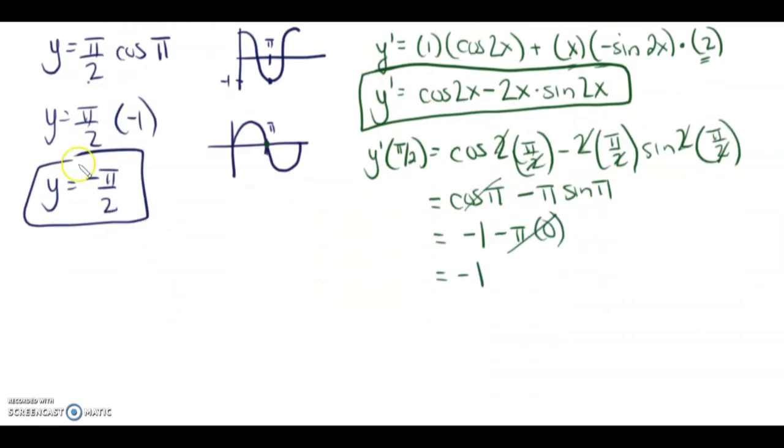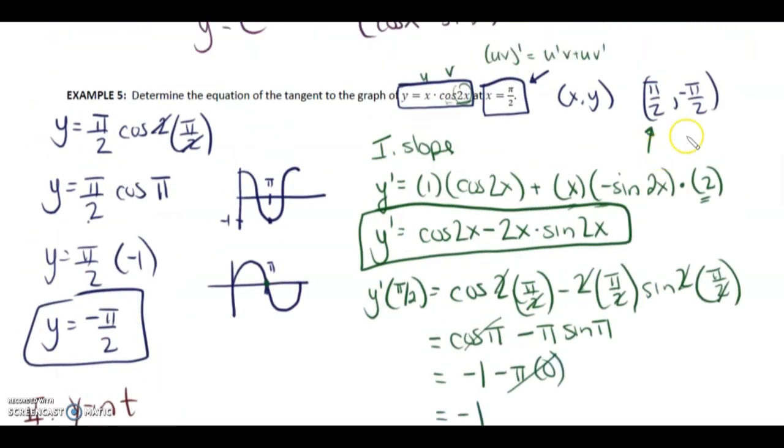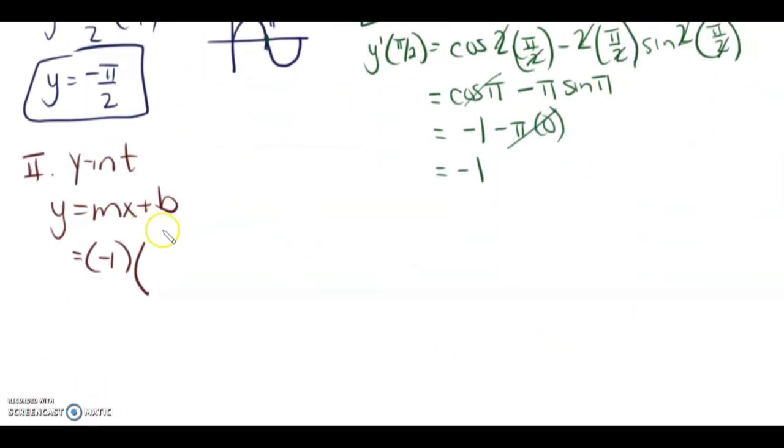Okay, so step 1 is find the slope. Step 2 is find the y-intercept. So I'm going to write y equals mx plus b on my screen. And we know that the m is -1, right? That's our slope. And our x, y is, from up above here, pi by 2, -pi by 2. So let's sub in pi by 2 to the x and -pi by 2 to the y.